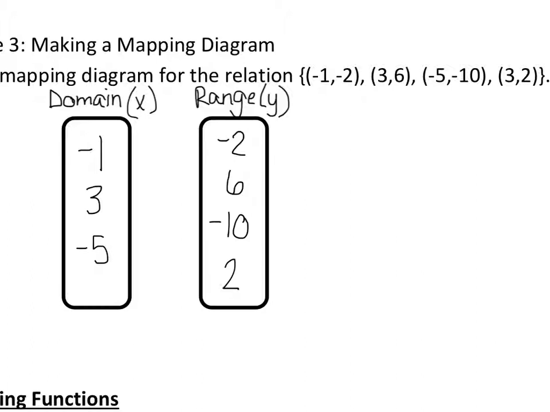Now, draw arrows connecting the different pairs. So like -1 goes with -2. Then 3 goes with 6. Then -5 goes with -10. And 3 again goes with 2.